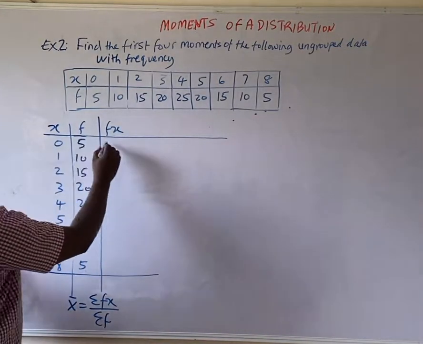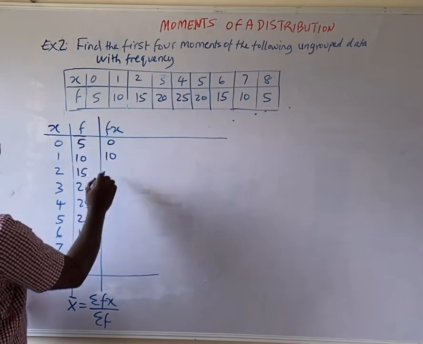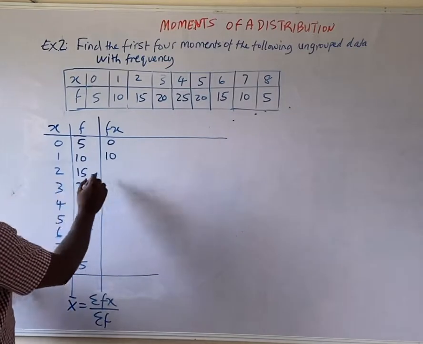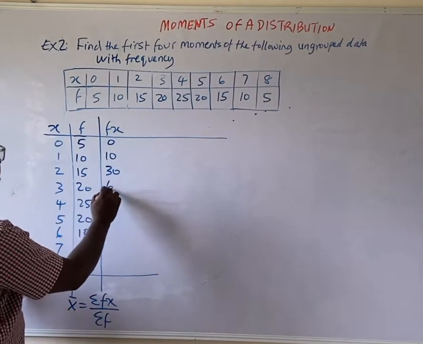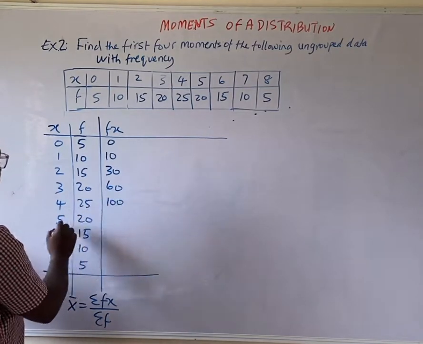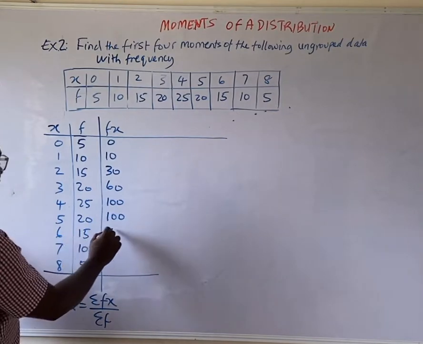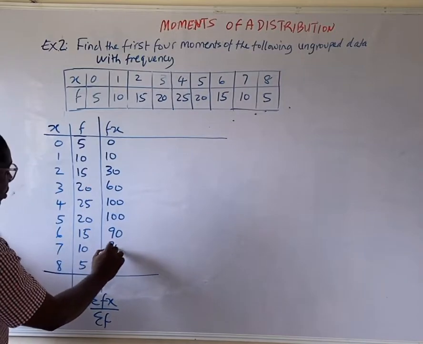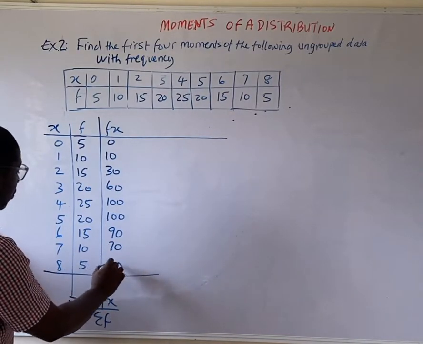0 times 5 will give us 0. 1 times 10 gives us 10. Follow me wherever you are on this. 2 times 15 will give us 30. 3 times 20, 60. 4 times 25, 100. 5 times 20, 100. 6 times 15 gives us 90. 7 times 10 gives us 70. 8 times 5 gives us 40.